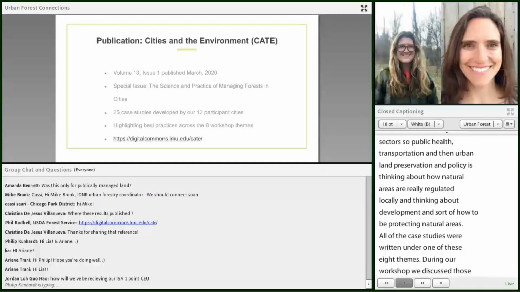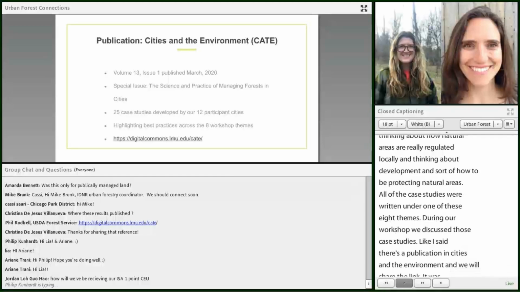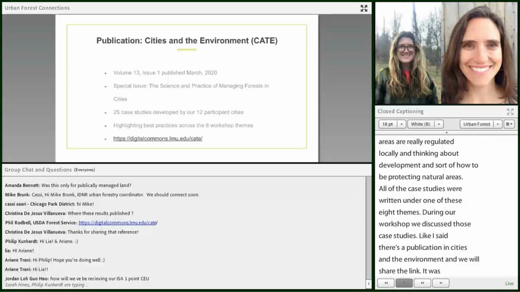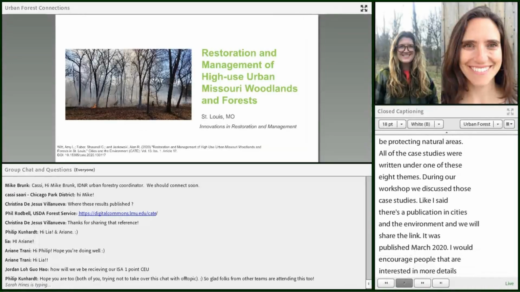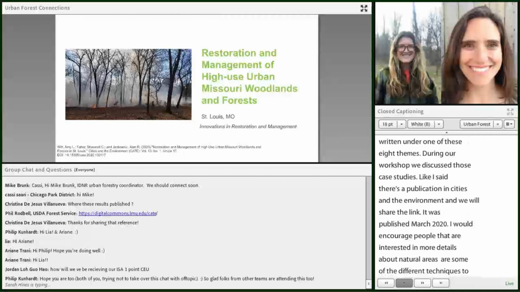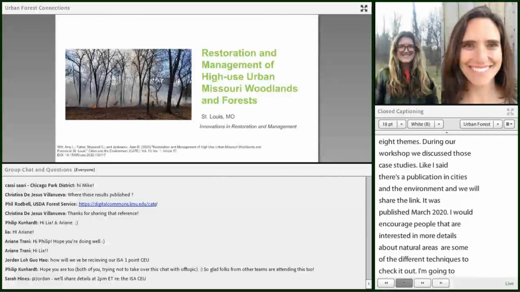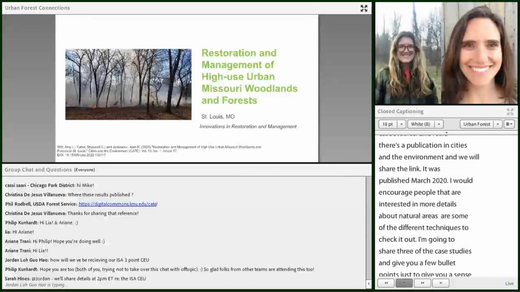So yeah, like I said, there's a publication in Cities and the Environment, and we'll share the link. It was published in March of 2020. And yeah, definitely would encourage people that are interested in more details about natural areas or seeing some of the different techniques to check it out. So I'm going to share 3 of the case studies and just give you a few bullet points just to give you a sense of the types of things that they cover.